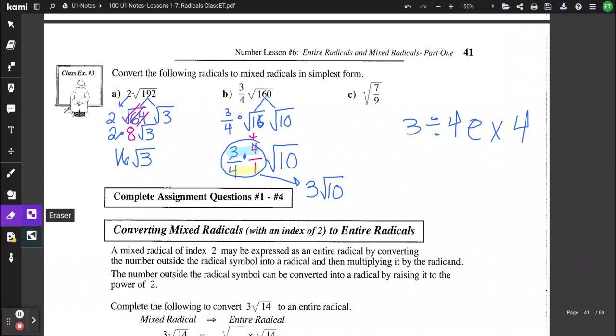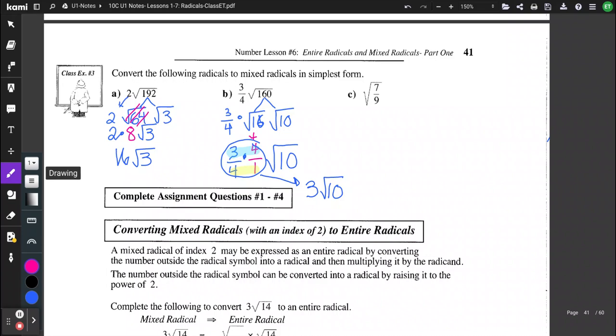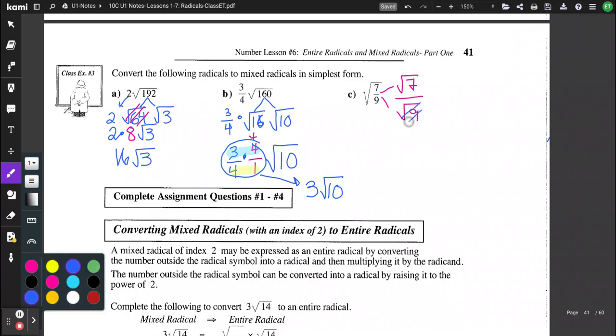Okay, moving on. All right, letter C. When we've got a fraction, we need to split the fraction into top and bottom separately. So square root 7 on top of square root 9. All right. Now that's going to become, which one is a perfect square? 9. Good. Now we have to solve that 9. He's going to lose his root sign. What does he turn into? A 3. Good.